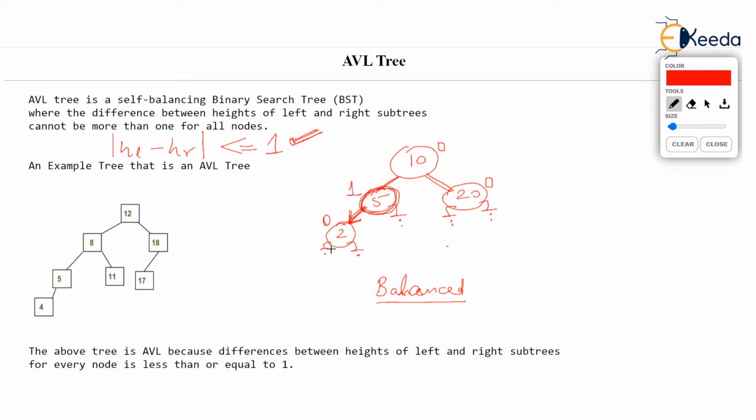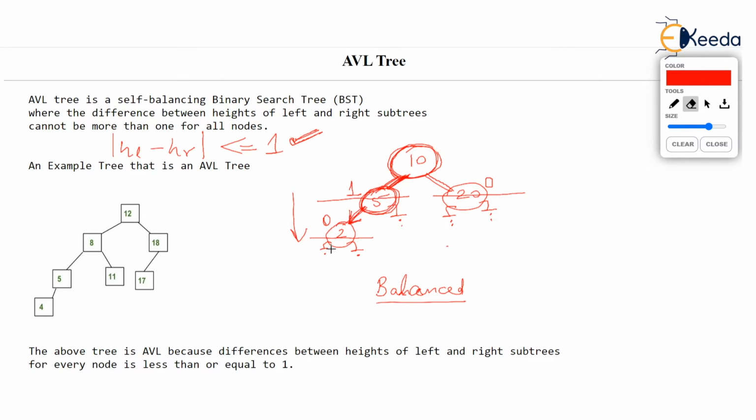And now when you finally come to the root node, which is storing 10, check the left height. The left height of 10 is 2, because there are two levels deep on the left of 10, and the right height of 10 is just 1. So the difference between the left height and right height of 10 is 2 minus 1, which is 1.